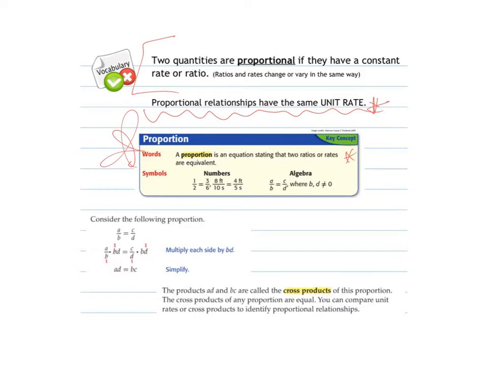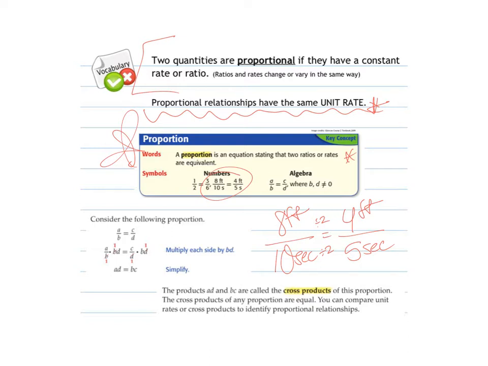So let's look at this quick. I have 8 feet over 10 seconds, and I know it's proportional to 4 feet in 5 seconds, because if I divide by 2 on the top and divide by 2 on the bottom, I get 4 feet over 5 seconds.